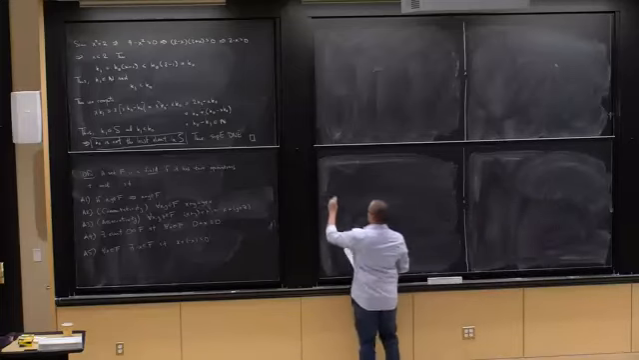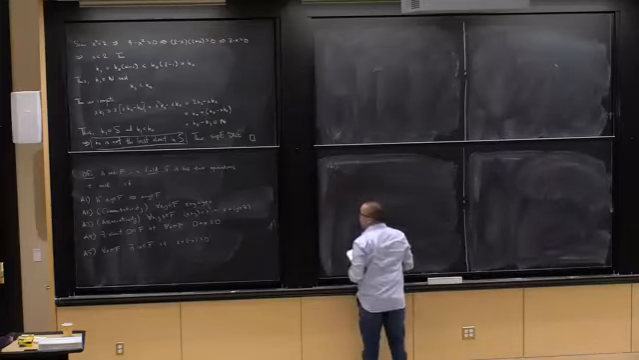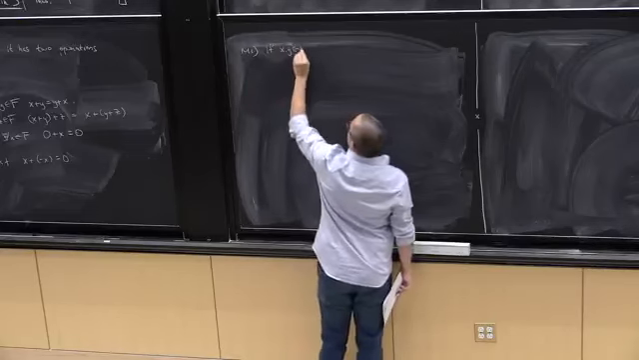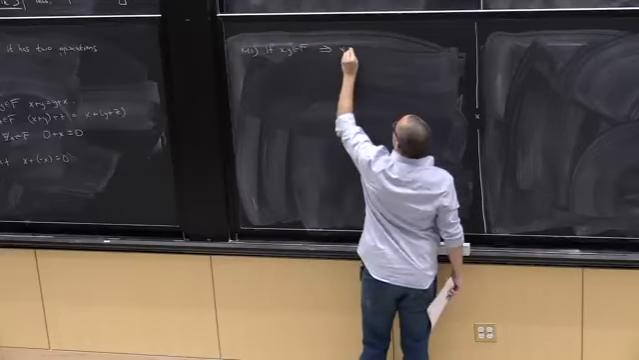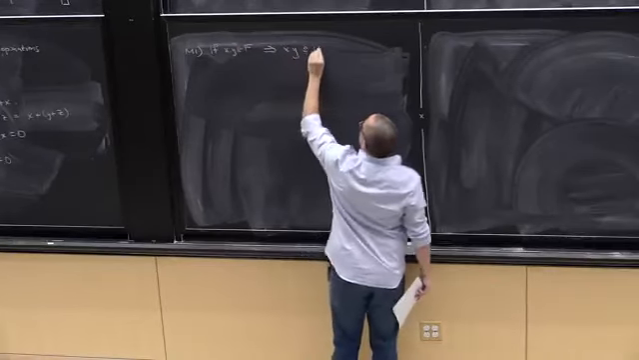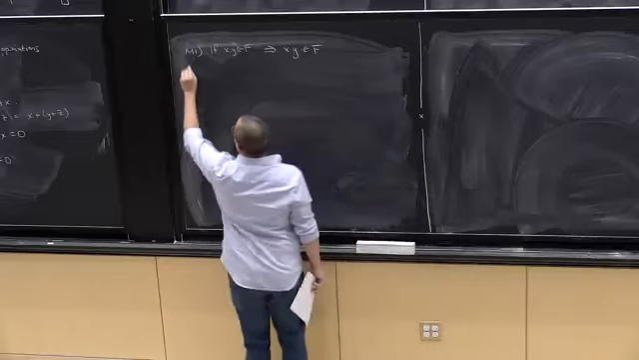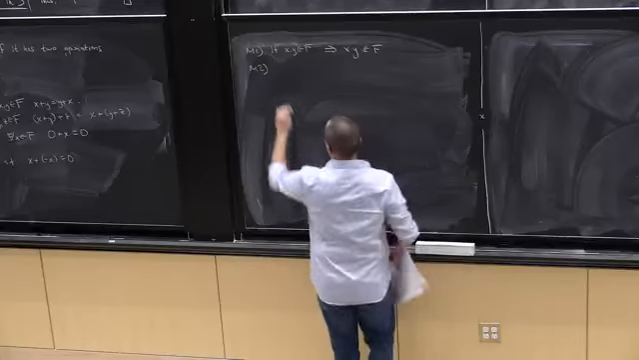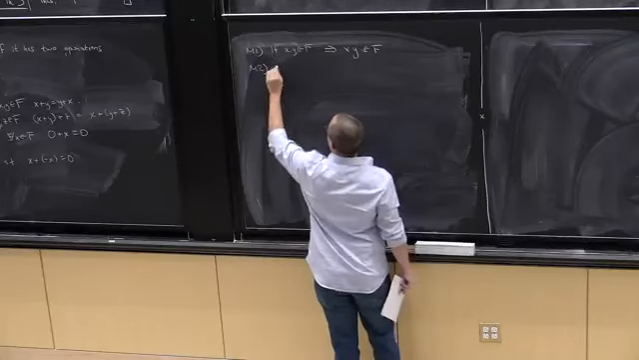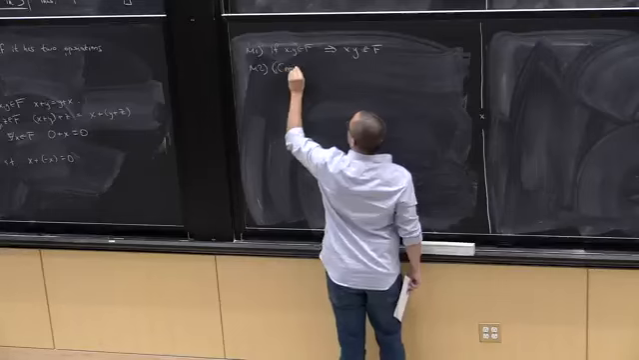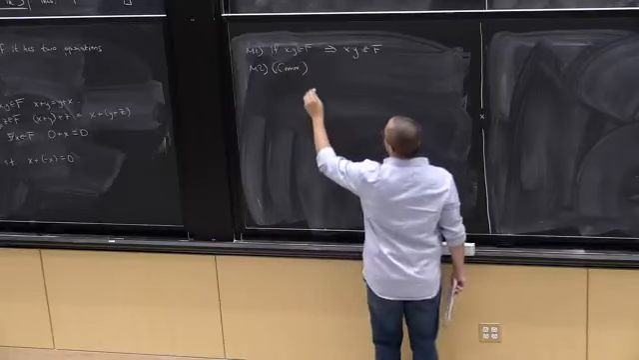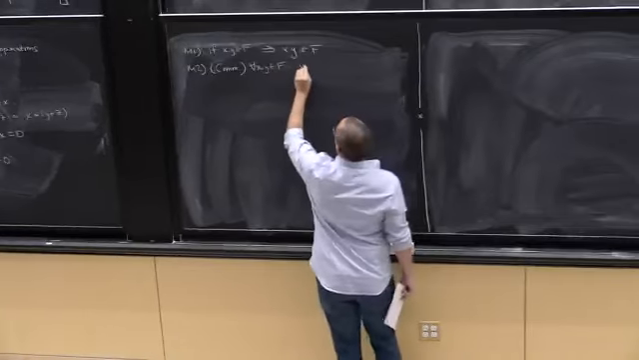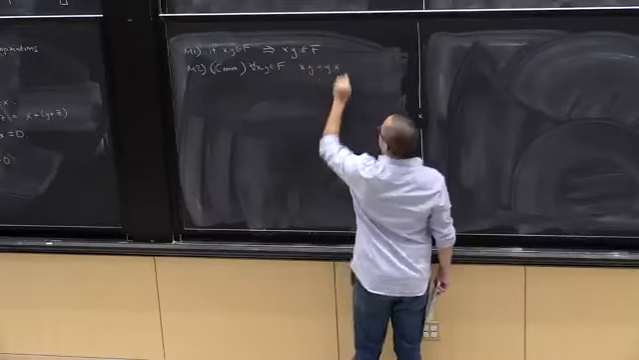So the conditions for multiplication are similar. Namely, it needs to be closed with respect to multiplication. So if x, y is in F, then x times y is in F. Multiplication should also be commutative. For all x, y in F, x times y equals y times x.